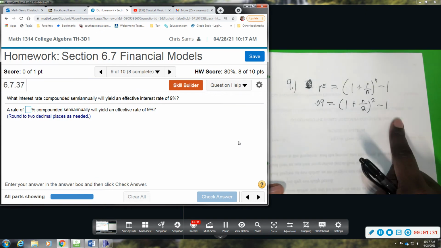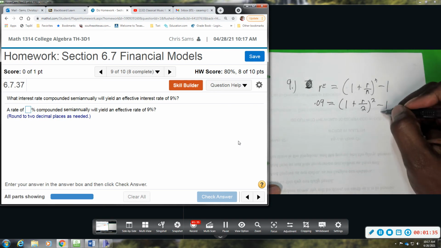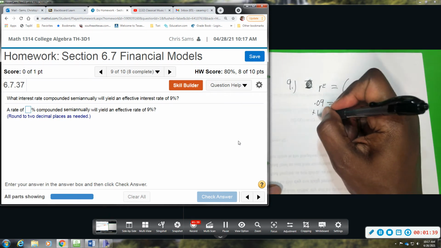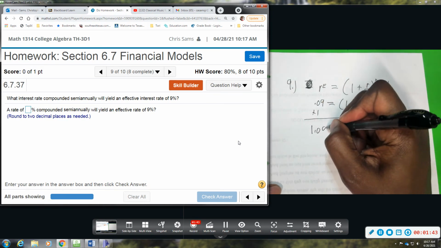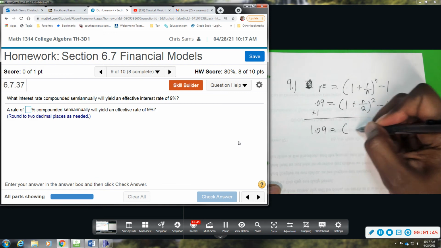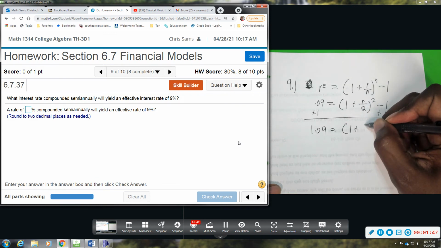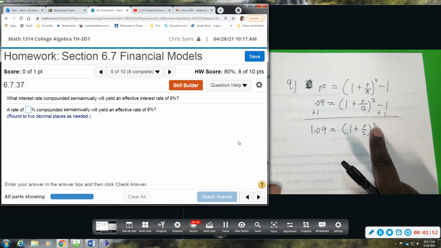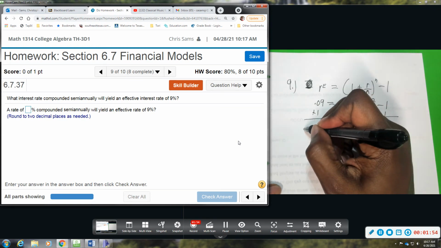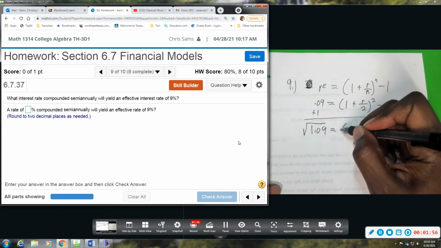So this is the formula that we want to solve, plugging in the given information. We're going to work backwards. We're going to add 1 to both sides, and that will give us 1.09 equals (1 plus R divided by 2) squared. To get rid of a square, we need to do the square root, so I'm going to take the square root of this side and the square root of this side.